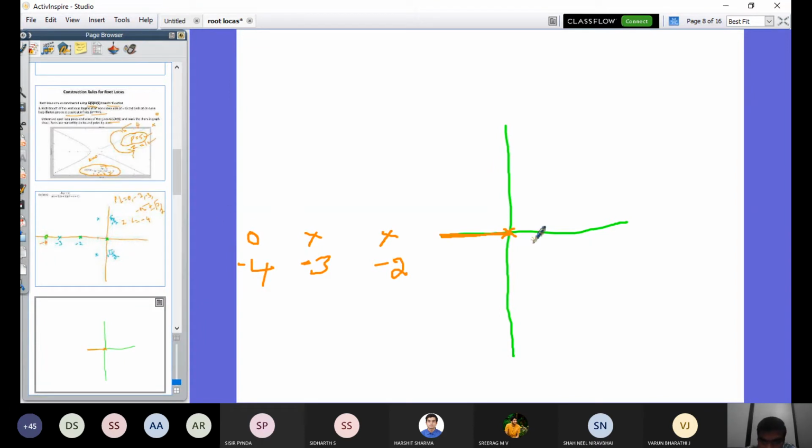First you can mark them on the graph sheet. Once you mark them, the first pole is located here. You can put your hand just after the pole. If you put your hand there, the left half of the segment cannot be seen by you, only the right half. In the right side, how many poles will there be?